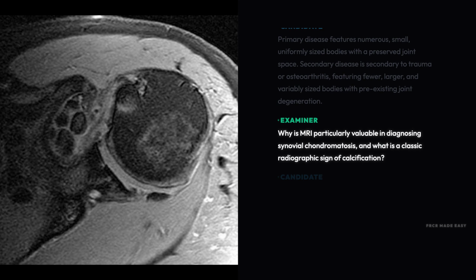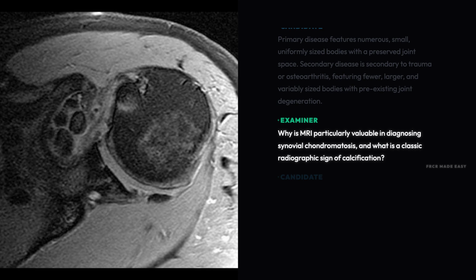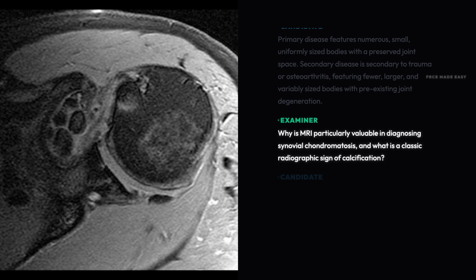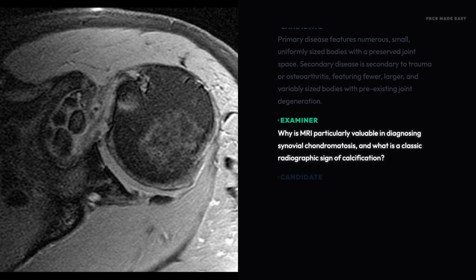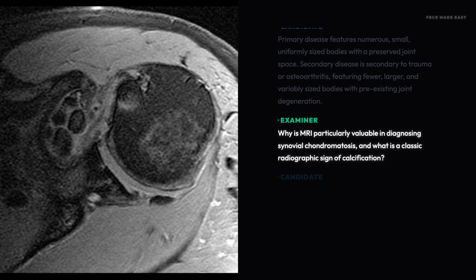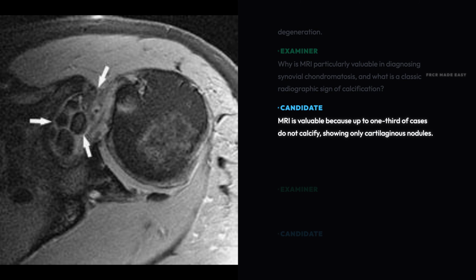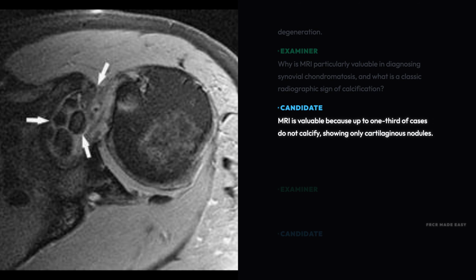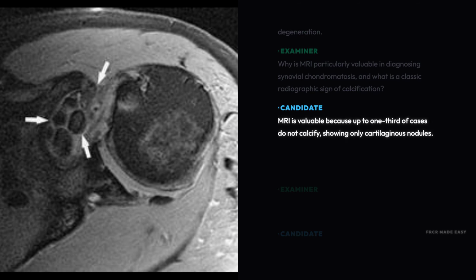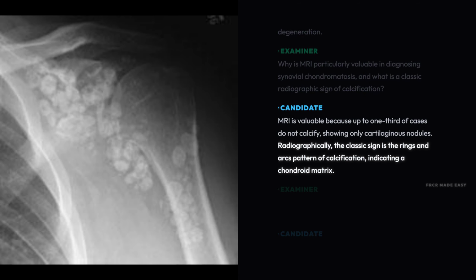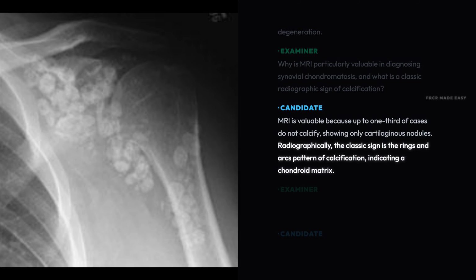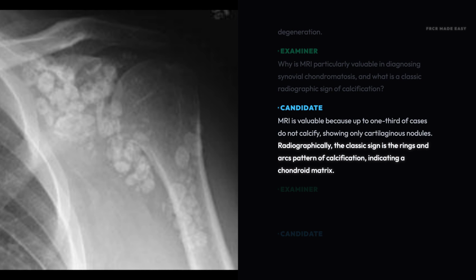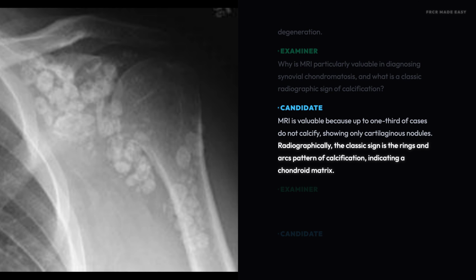Why is magnetic resonance imaging particularly valuable in diagnosing synovial chondromatosis? And what is a classic radiographic sign of calcification? Magnetic resonance imaging is valuable because up to 1/3 of cases do not calcify, showing only cartilaginous nodules. Radiographically, the classic sign is the rings and arcs pattern of calcification, indicating a chondroid matrix.